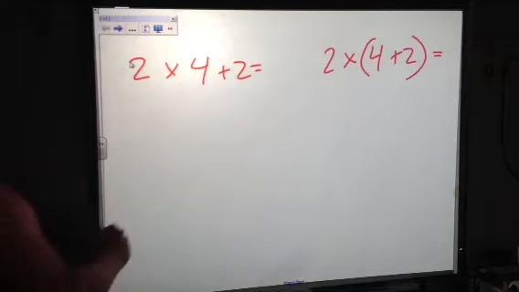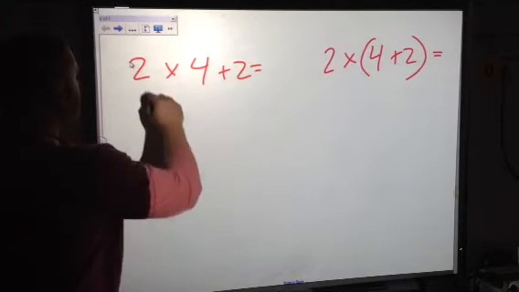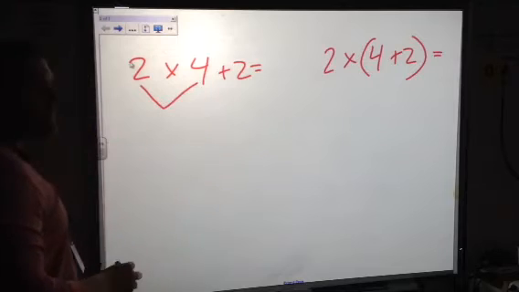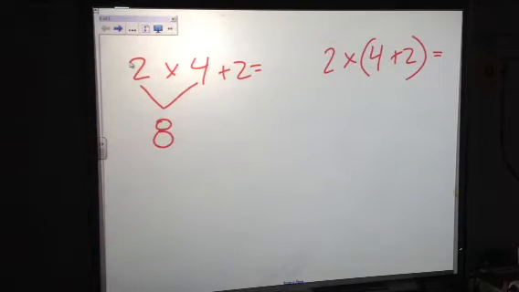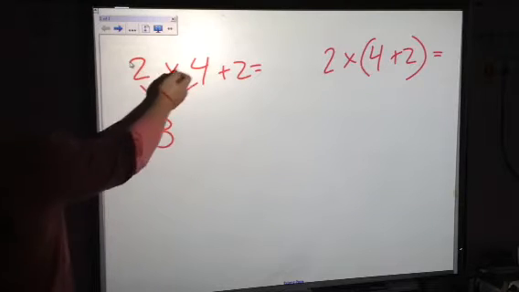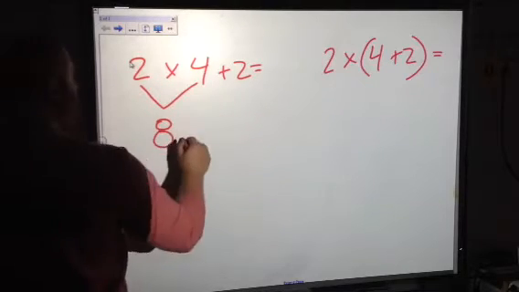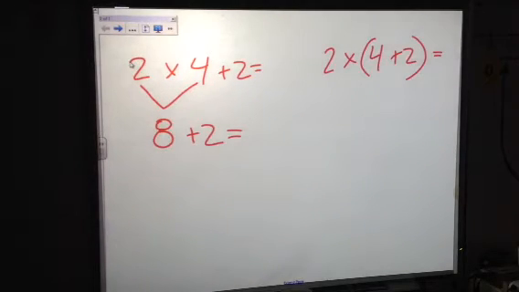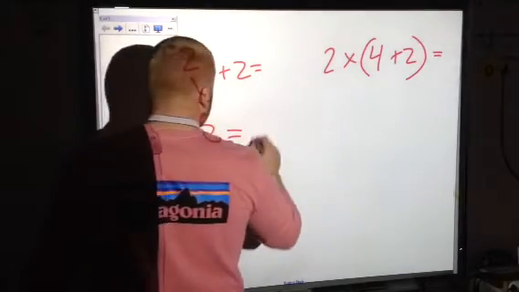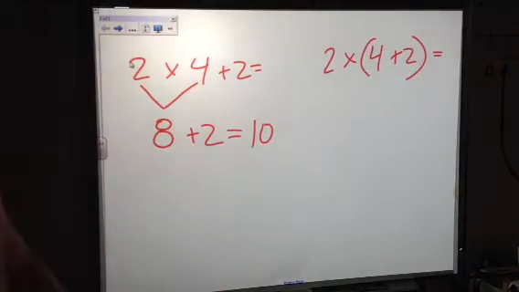Okay? So I notice it's 2 times 4, right? So that's what I perform first, and I know that I have 8. I only do one step at a time. So I rewrite my equation. So I perform 2 times 4, I get 8, and then I still have plus 2 at the end. And then I have one operation left, two numbers, so I get 8 plus 2 is 10. And you solved it. The answer to that equation is 10.